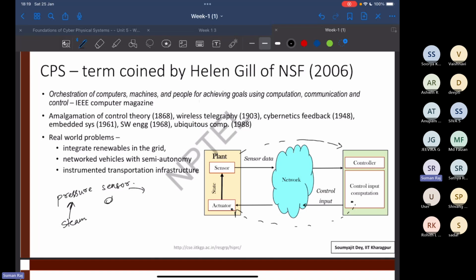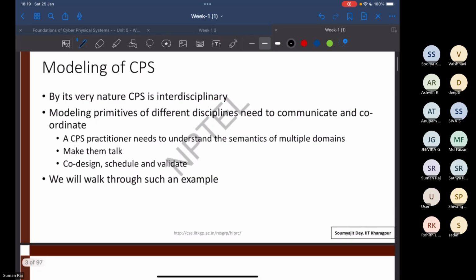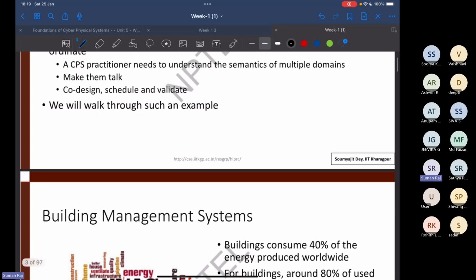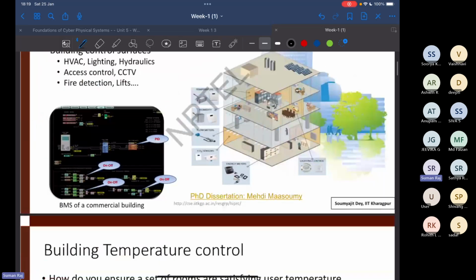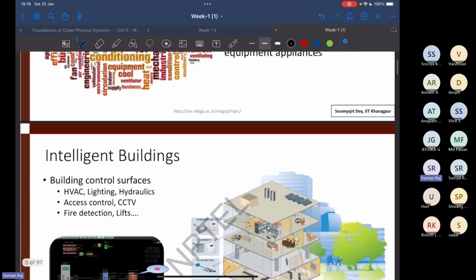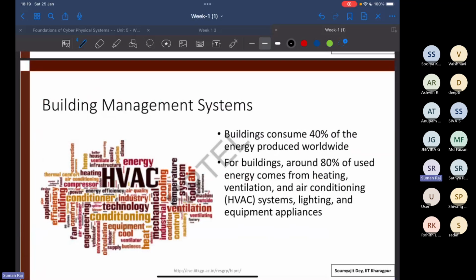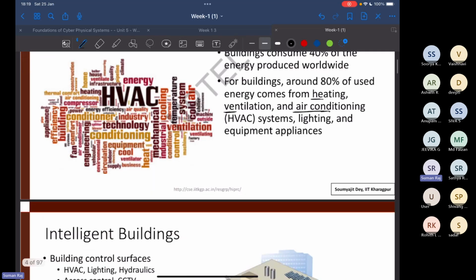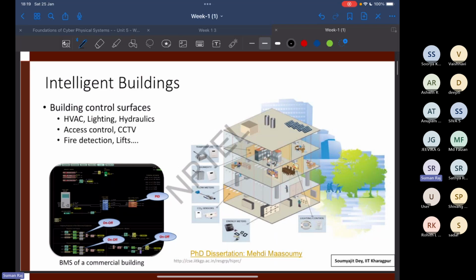So some kind of control loop goes on, and some kind of computation also happens. These are basically the things about your cyber physical system. So the first example that the professor takes in this is the HVAC, which is heating, ventilation, and air conditioning. This is the HVAC system, and they do it for multiple buildings, like these intelligent buildings. So you build the control surfaces.